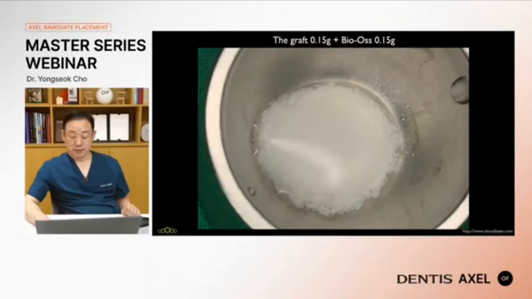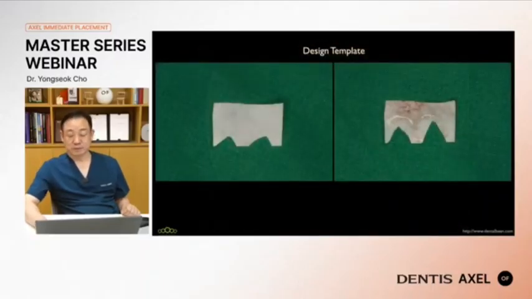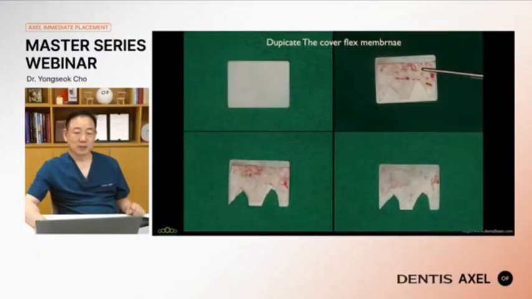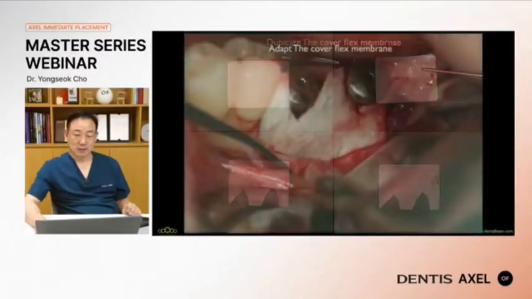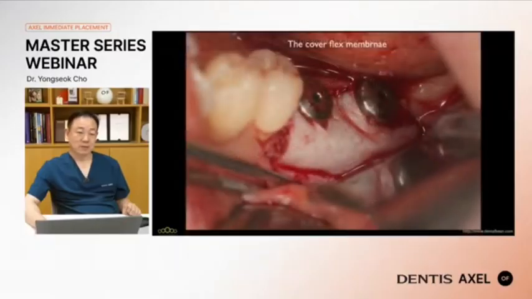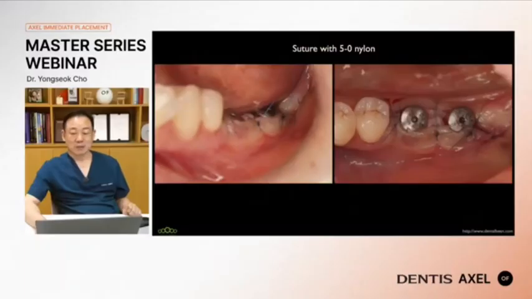Xenograft was mixed and prepared a template to design the membrane. When the design looks well designed, duplicate the template to the real membrane, like this. And after grafting, cover the grafted bone with a membrane. Then carefully approximated the flap. I rotated the flap between the healing abutment. I can get a primary closure.